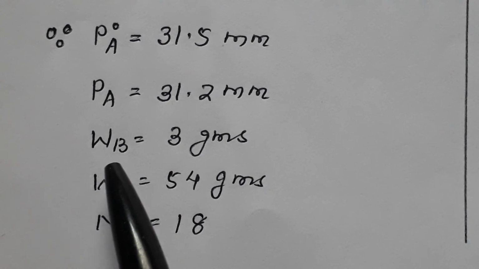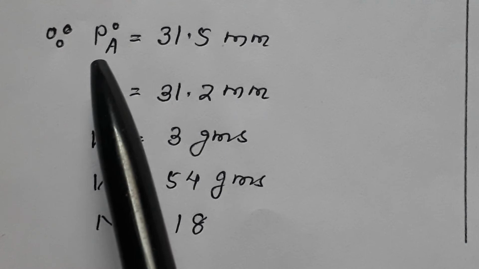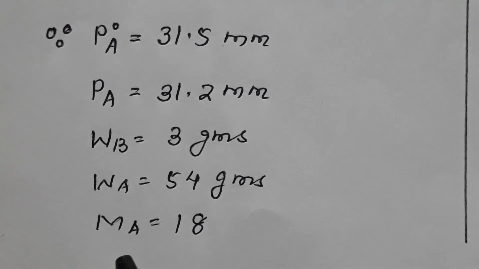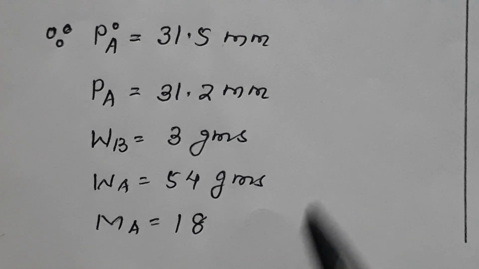The weight of solute taken is 3 grams as given in the question. The weight of the solvent as given in the question is 54 grams, and the molecular weight of water we know is 18. So P0A is given, PA is given, WB is given, WA is given, and MA is the molecular weight of water, which is known to us. Now if we substitute these values in the above equation, we will get the molecular weight of unknown solute.